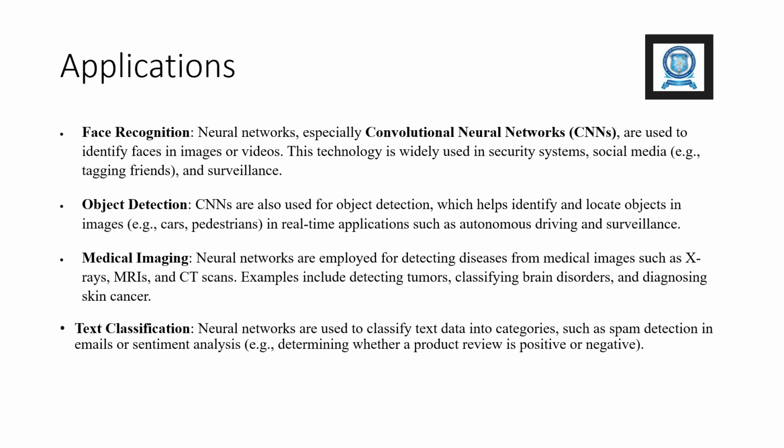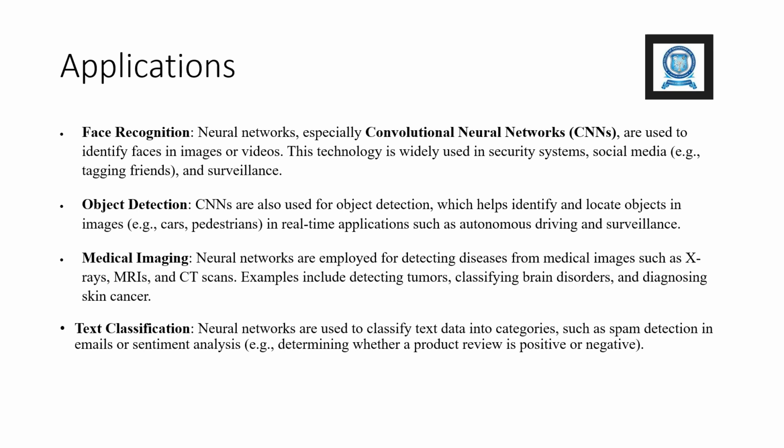Applications of neural networks. Face recognition. Neural networks, especially convolutional neural networks, are used to identify faces in images or videos. This technology is widely used in security systems, social media, and surveillance. Second one, object detection. CNNs are also used for object detection, which helps identify and locate objects in images in real time applications such as autonomous driving and surveillance.